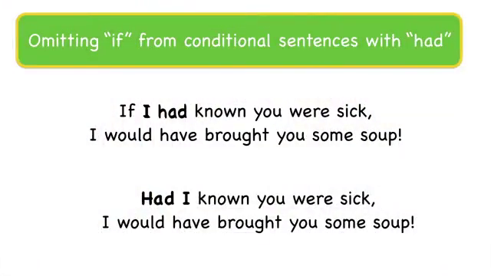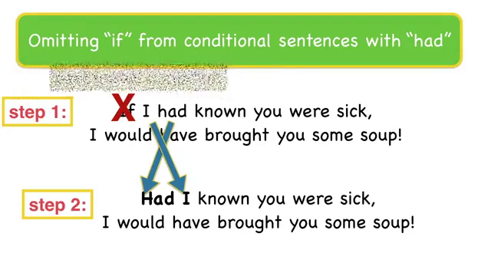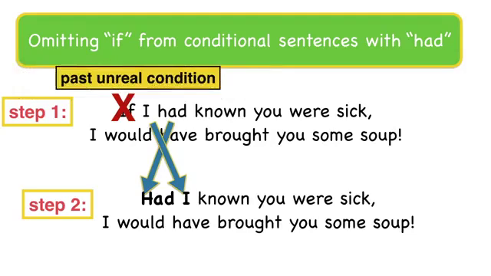With unreal conditions in the past, the steps are the same. First, remove if, then invert the subject and had. Had I known you were sick, I would have brought you some soup. When you see had in the dependent clause, we're talking about a past unreal condition.